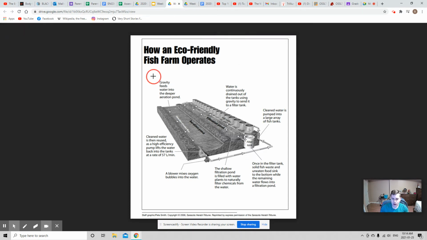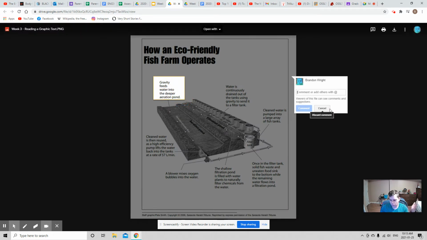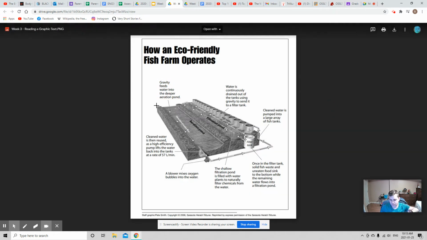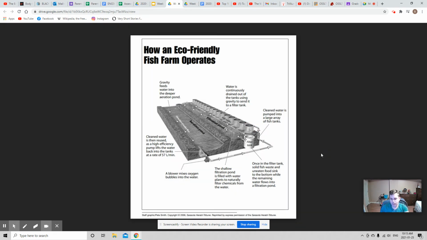So this is all powered by a combination of gravity, because water always flows downwards, but once it flows downwards, you have a pump. Where is the pump? Right here. The pump moves it up because water can't naturally flow up, it only flows down. But the pump pushes the water up, back into the tanks, where it then repeats the process.